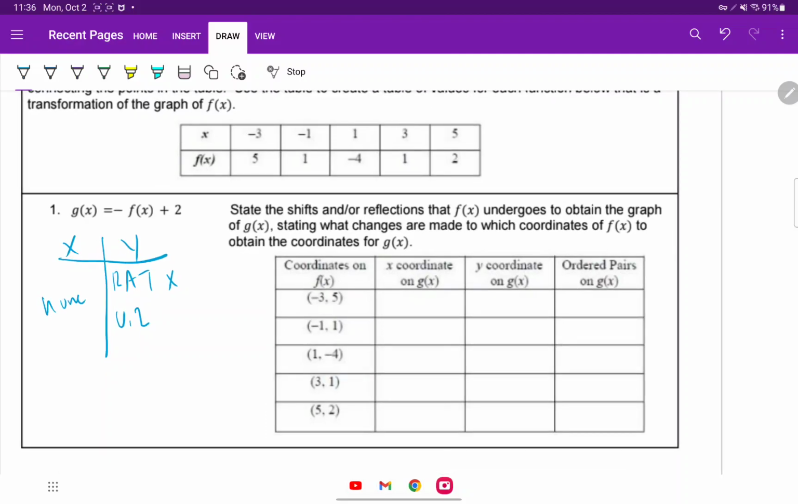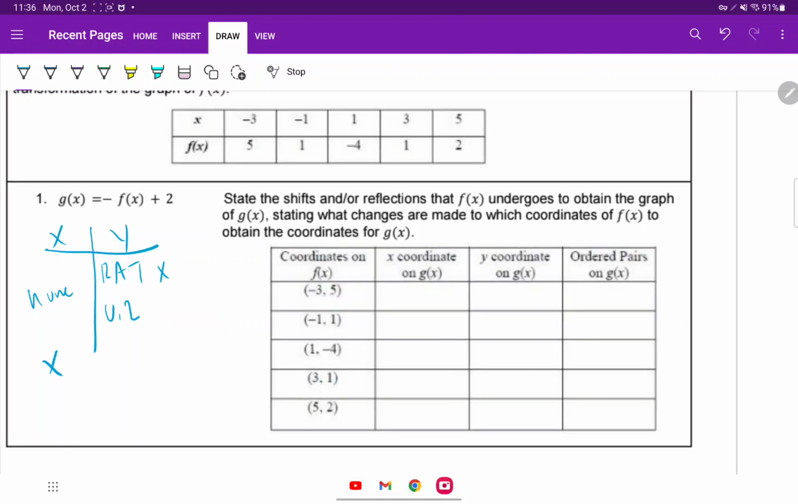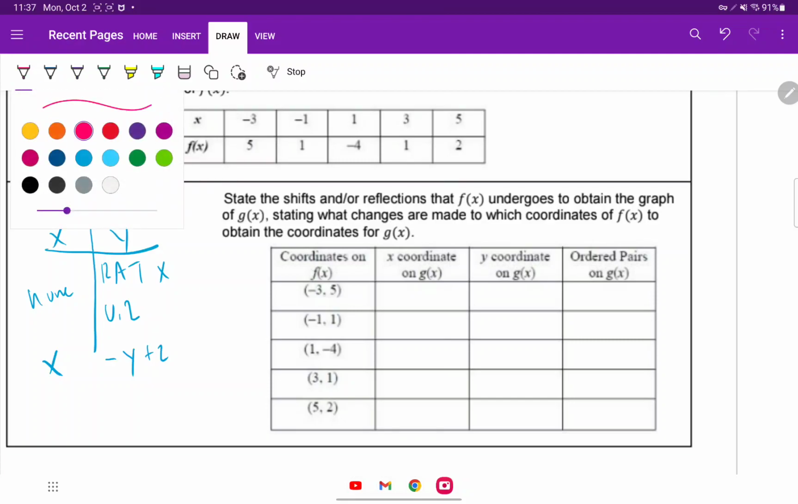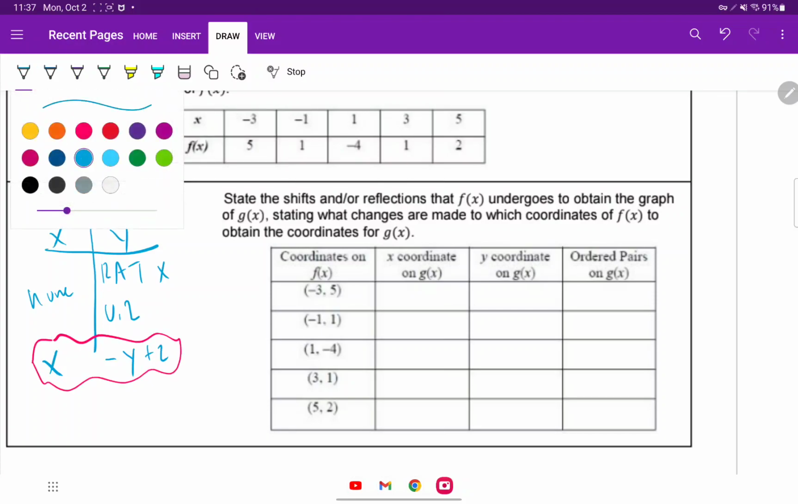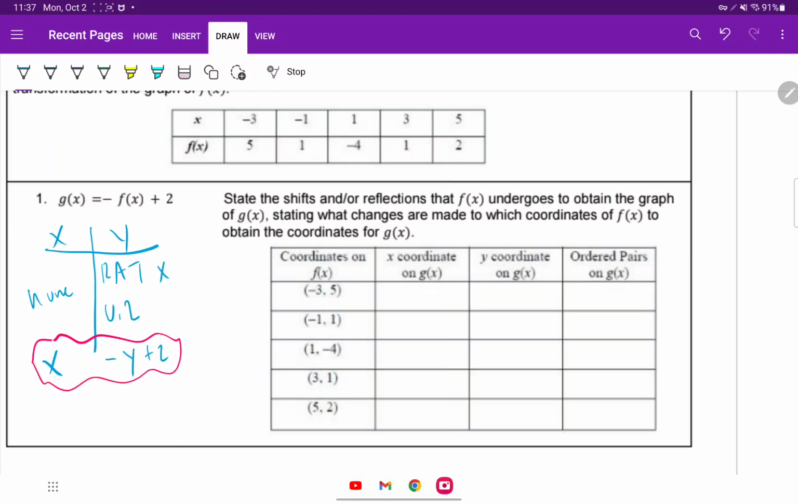Now I'm going to write a rule so I can apply this to make my coordinates. My rule for x didn't change, so it's just x. But for my y's, we reflected across the x-axis, which is negative y, and then up 2 means to add 2 to the y values. So here's our rule, and now we're going to use that rule to help us write our table.